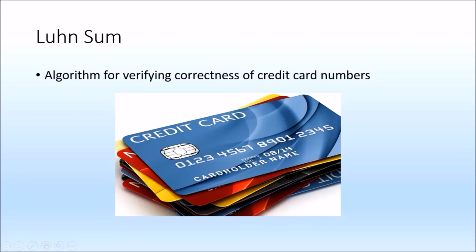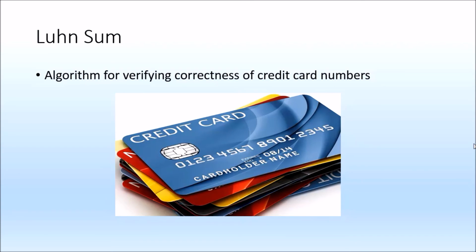As I said at the beginning of this entire course, I'm going to make sure that I try to show you why the things that we're learning are useful. And one way that is useful in this case is that I'm going to introduce the idea of the Luhn sum. The Luhn sum is an algorithm for verifying the correctness of credit card numbers.